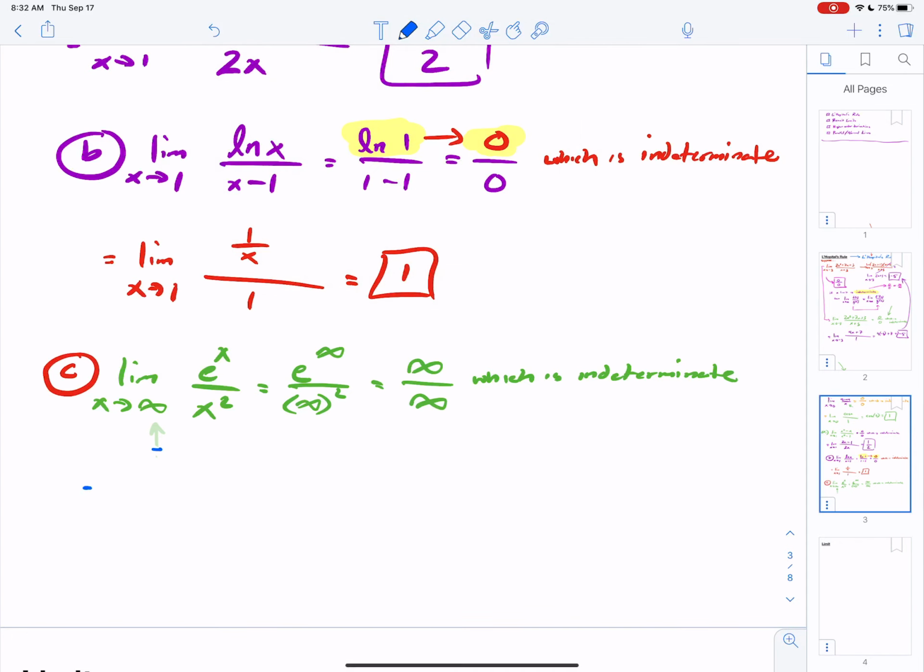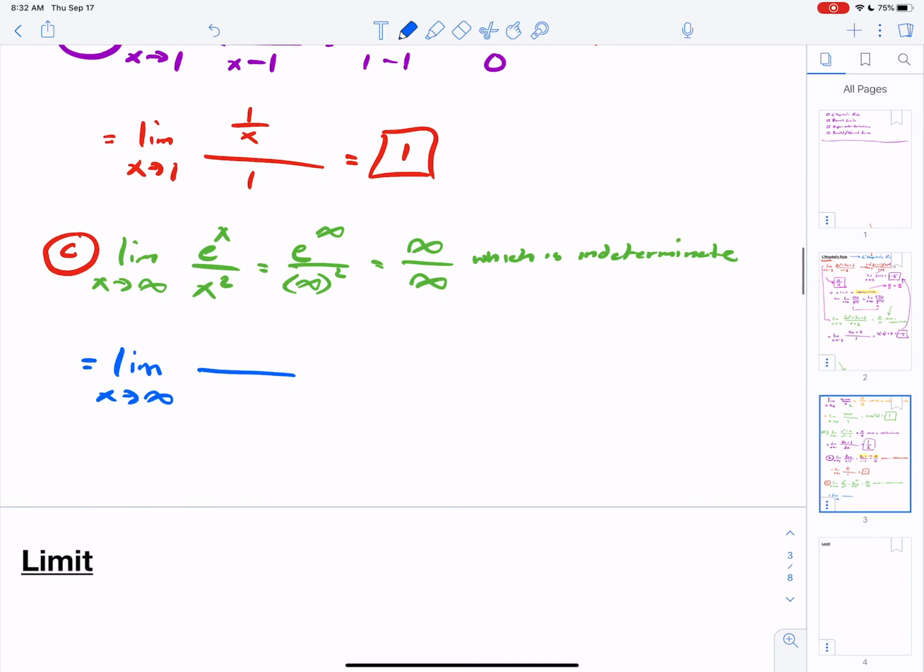So that tells me that I can take the limit, let me erase that. Okay, I can take the limit as x approaches infinity of each of the derivatives, okay? The derivative of e to the x, take a look at your list or try to recall it, is e to the x, okay? The derivative of x squared is 2x, all right?